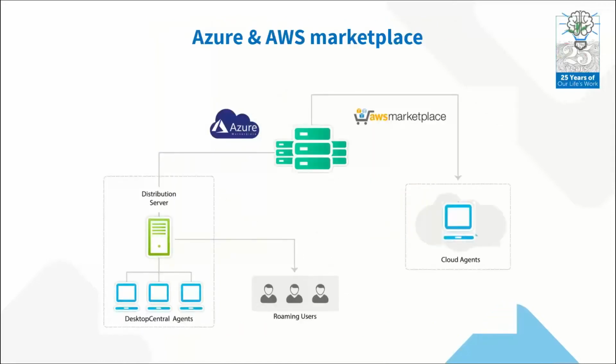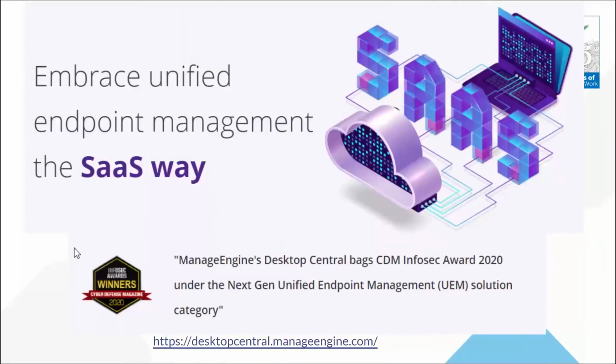Desktop Central is available in Azure and AWS Marketplace, where you can host the server on cloud. We also have our very own cloud model, which is available. To access or try out Desktop Central Cloud, please visit this below mentioned URL.